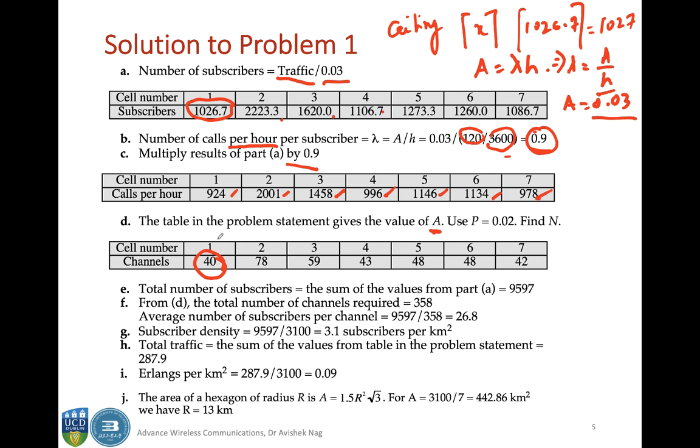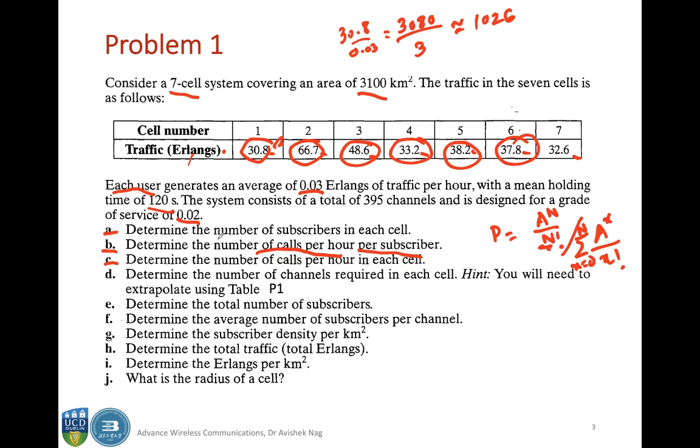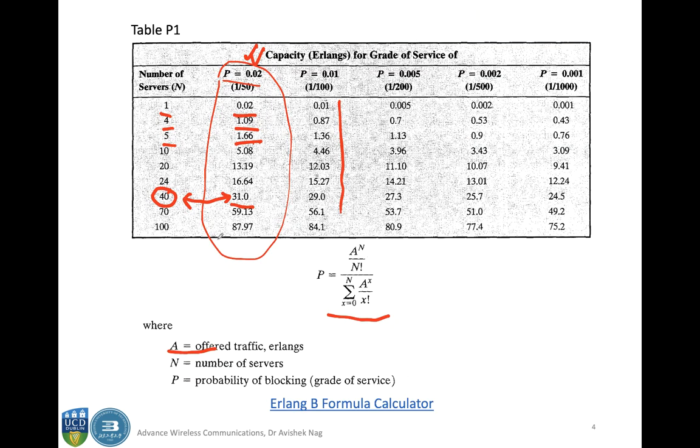For the second cell, let's say you have 66.7. If you look into this column for P equal to 0.02, you won't find any value equal to 66.7, but you can see that 66.7 lies between these two values, 59.13 and 87.97, and these are the values 70 and 100 corresponding to these two.